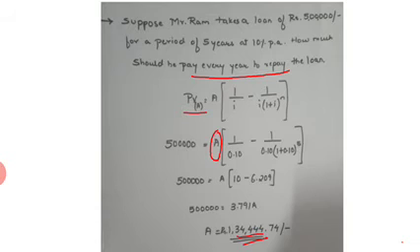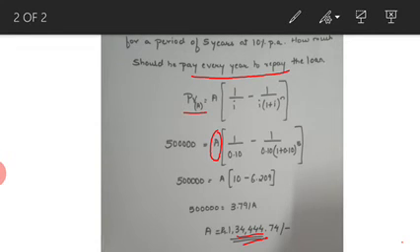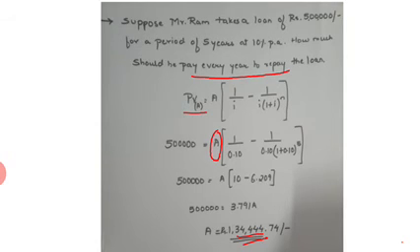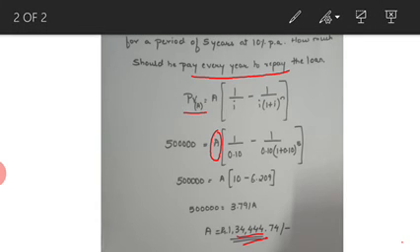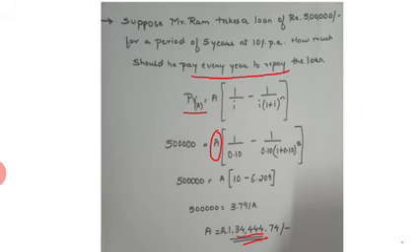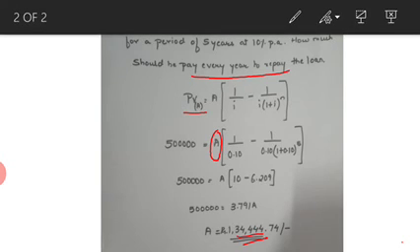So again, I'll repeat once again. Finally, if Mr. Ram has to repay a loan of 5 lakh at the rate of 10% in 5 years, he has to pay 1,34,444.74 rupees every year for 5 years to repay the loan.